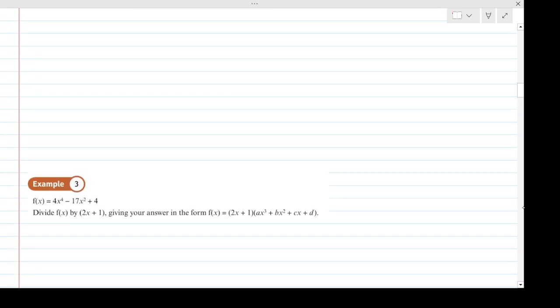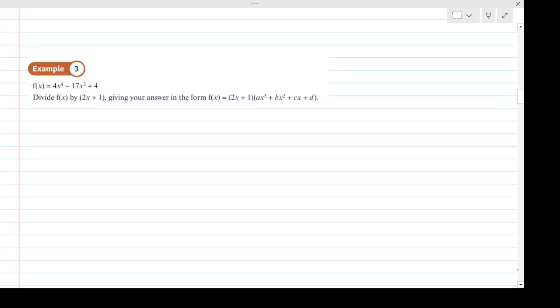Let's have a look at another example then. So we have f of x is 4x to the 4 minus 17x squared plus 4. Divide f of x by 2x plus 1, giving your answer in this form here. Okay, so firstly, we're dividing 4x to the 4 minus 17x squared plus 4 all over this term here, 2x plus 1. So again, we're going to construct our bus stop.